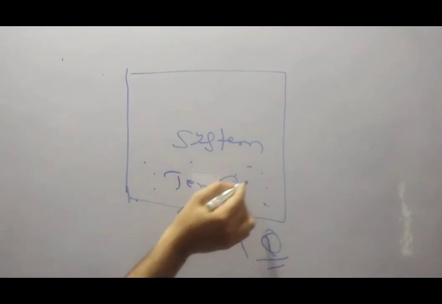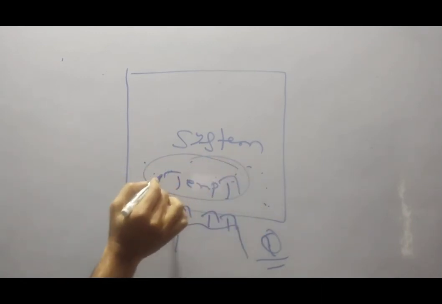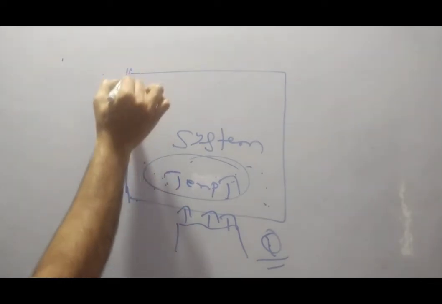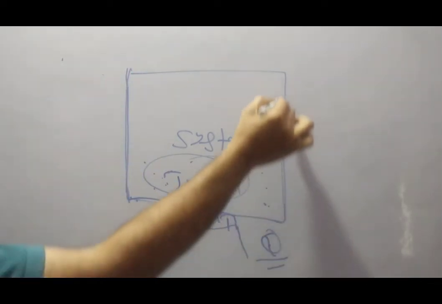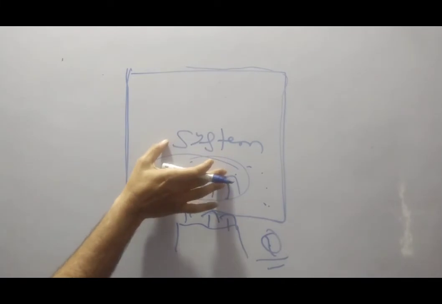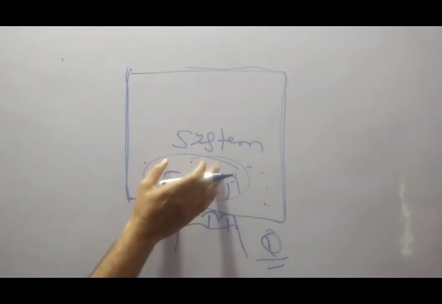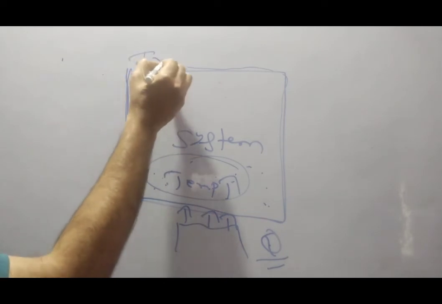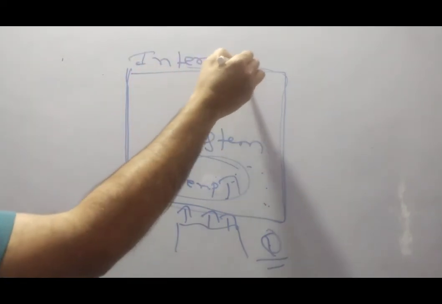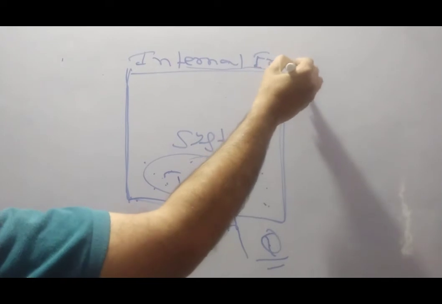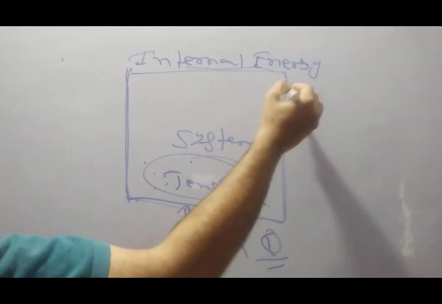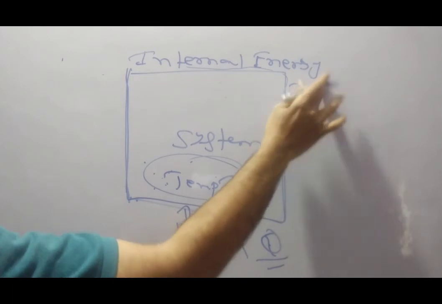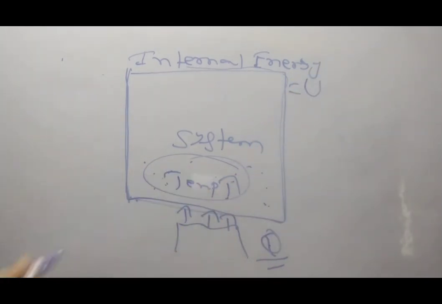Whenever the temperature increases, there is energy inside the system. What is that energy called? Because of the heat, the energy inside the system has increased. That energy is known as internal energy. Why internal? Because it is in the system. The notation is U. So this U came because of supplying heat to the system.